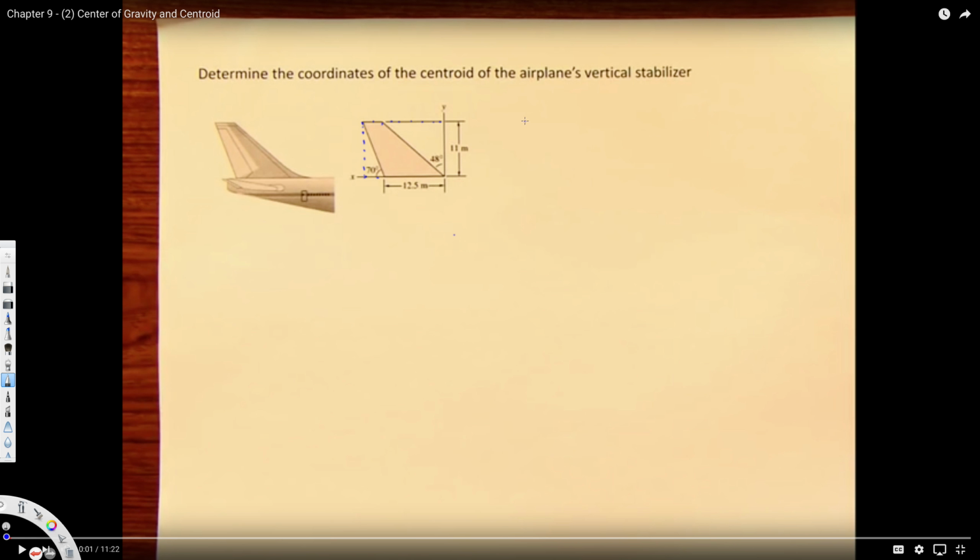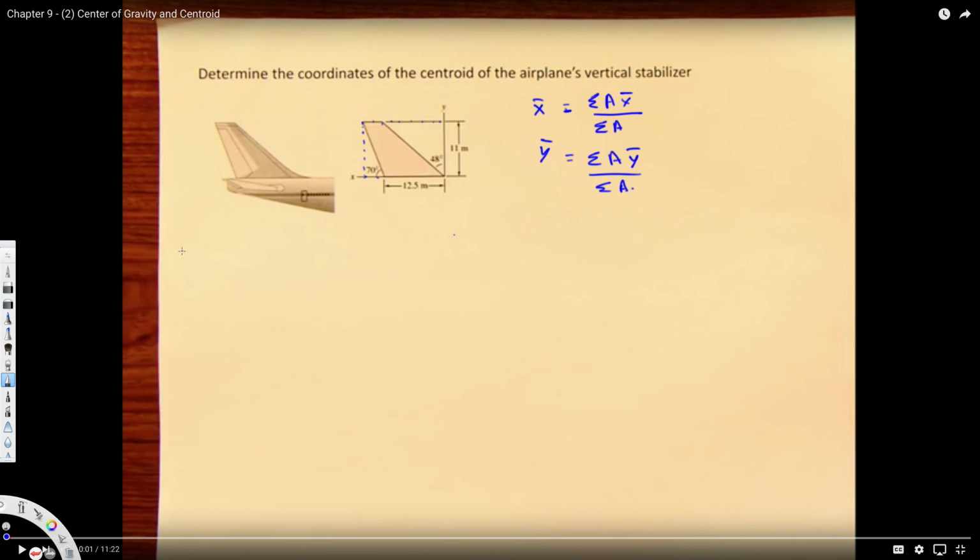First of all, the main thing we have to find is x bar and y bar. The equations are going to be: x bar equals sigma A x bar divided by sigma A, since it is related with the area, we have to calculate A. And y bar is the same: sigma A y bar divided by sigma A. So let's create the table. What we have to find.